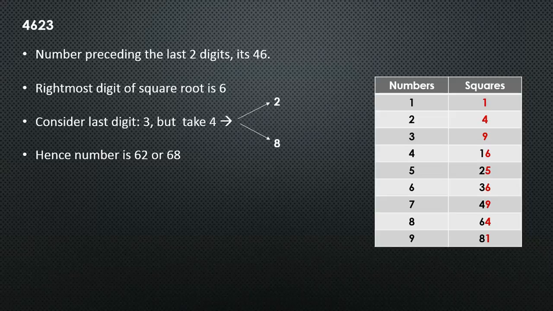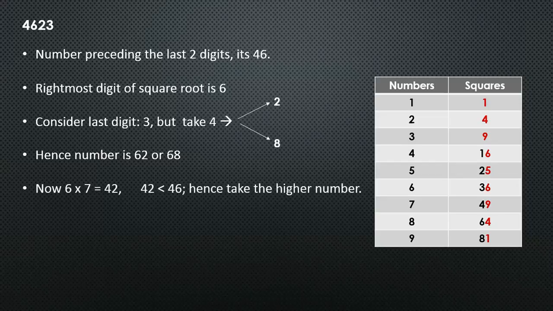Now, as we did in the previous case, we need to multiply 6 by the next number. We see that 6 into 7 is 42. And the next step is to compare it with the initial number that we have after striking the last two digits, which is 46 in our case. We see that 46 is greater than 42. Hence, we take 68 as our final answer.